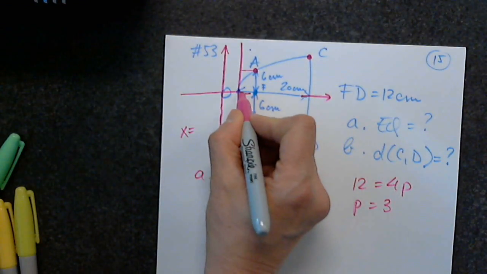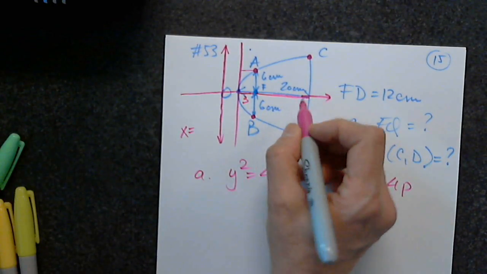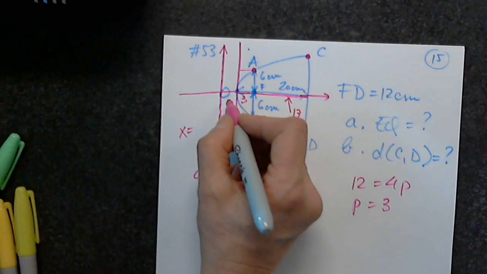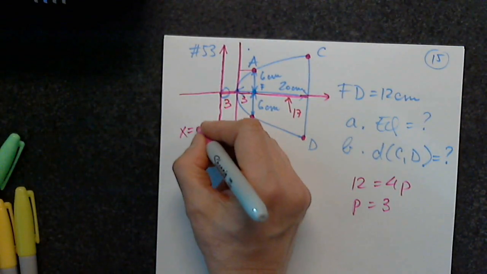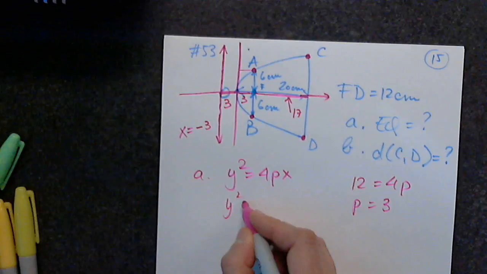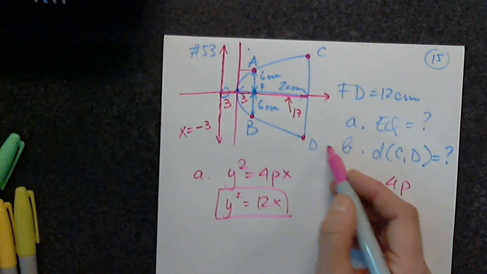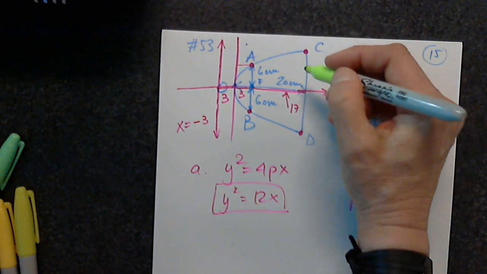So obviously this portion is 3. And therefore, I don't know if I need it or not, I will see in a moment. That will be 17, and this will be 3 as well, and this will be x equals -3. So far, so good? Okay, so then if I have p, then I have y squared equals 12x. This is the equation of the parabola. Agreed? Okay. Perfect.